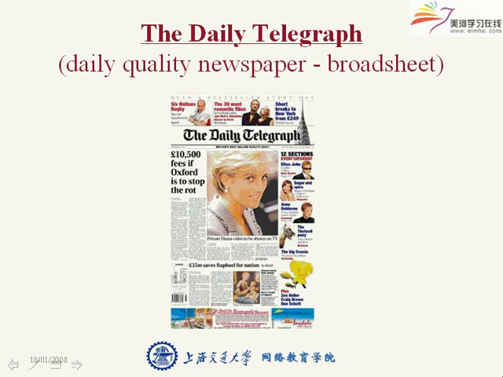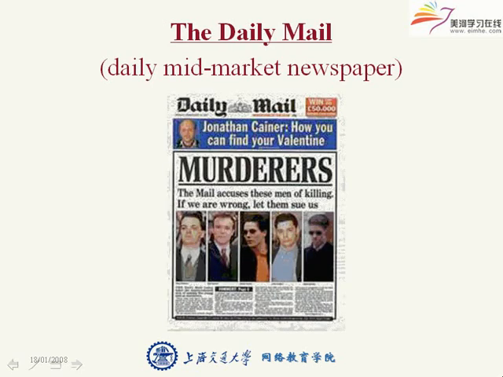Here we have the Daily Mail, a daily mid-market newspaper, and you see there is directly a difference. You have a lot less writing, but big pictures, and you have something that attracts people's attention at once. Murder, right? So if you walk by and you see this, you go like, what? Who? I want to know. If you look here, you see the headline is, Oxford is to stop the rot. Who is interested in that, right? That's about Oxford, whatever, but murder. Everybody's interested in murder. And then you have finally the Sun.